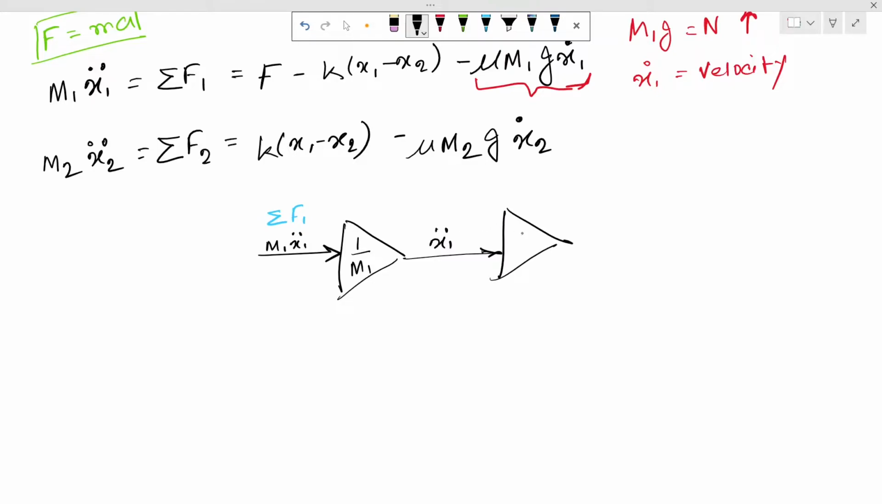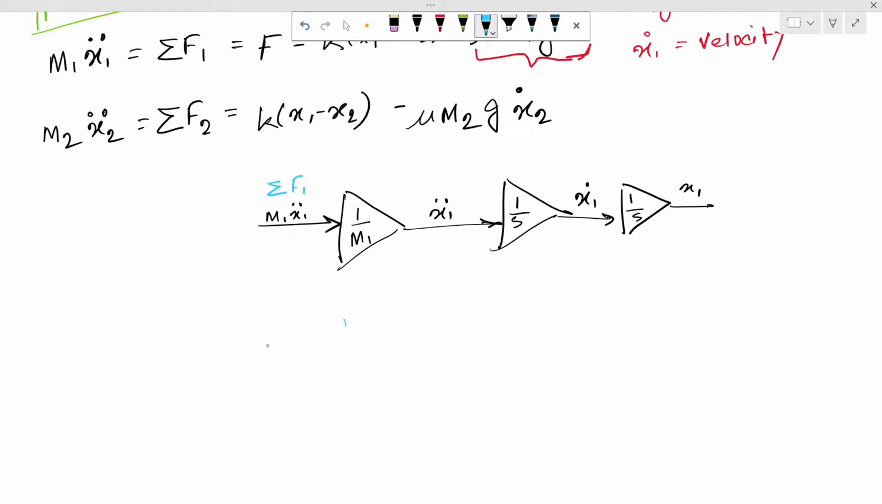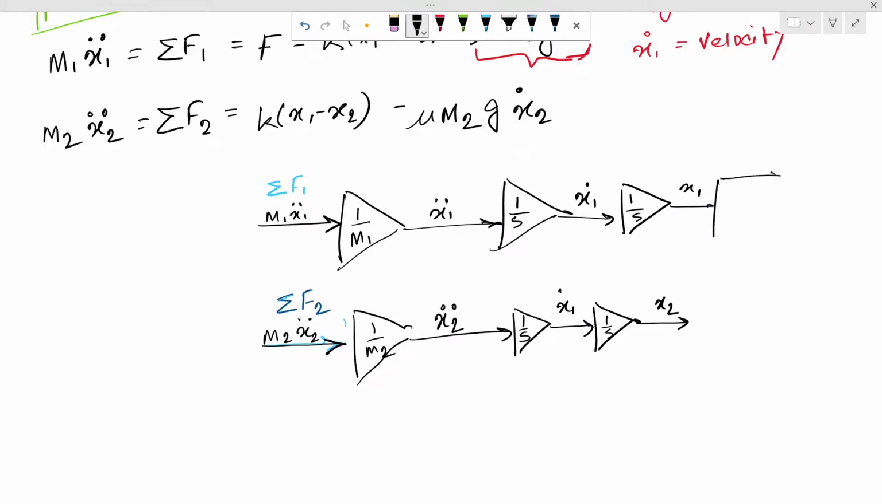If we integrate the acceleration here, 1 by s, then we will get velocity x1 dot. Again, if we integrate this, we will get displacement. Now in the same manner for the second system, here I am giving a force delta F2, which is m2 x2 double dot. Again, from all these steps, we will attach a scope in the end. Here I will include a block.